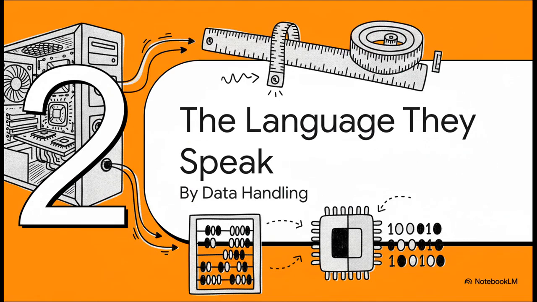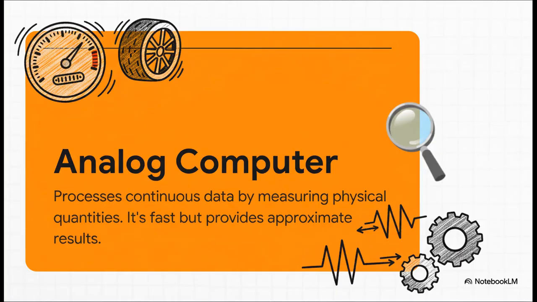So, we've looked at the scale of computers. Now let's dig a little deeper into how they actually process information. And this brings us to a really fundamental split. Does a computer measure the world, or does it count it? Okay, first up, the analog computer. This kind of computer works by measuring continuous physical things. A classic car's speedometer is a perfect example. It's not counting numbers. It's physically connected to the wheels, and the needle's movement is a direct measurement of their rotation.